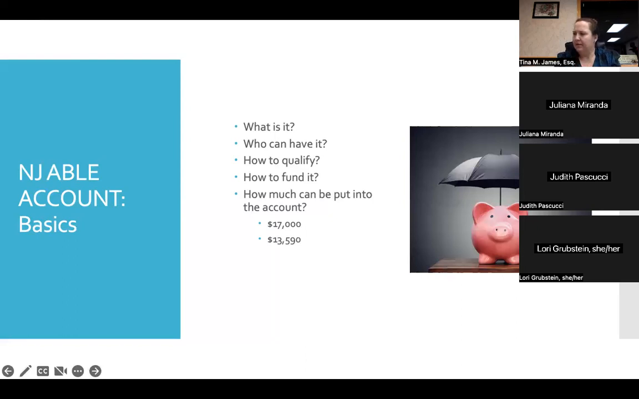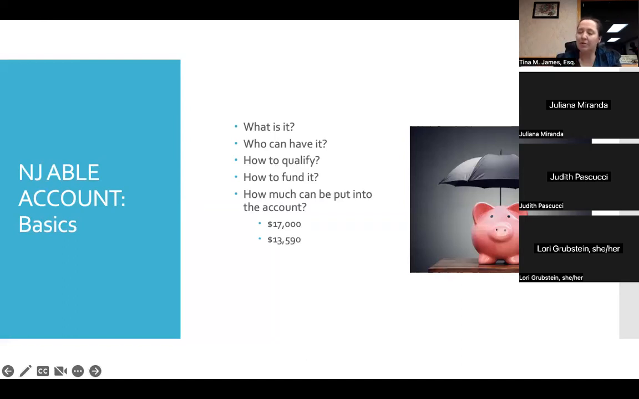Now, the really big benefit of a New Jersey ABLE account is that it does not count towards that $2,000 spending asset limit. So that's beautiful. It doesn't count towards that. This is a way for an individual to save money. Now, once it reaches $100,000 in this account, it will jeopardize their SSI if they're receiving that. So definitely stay below that amount.